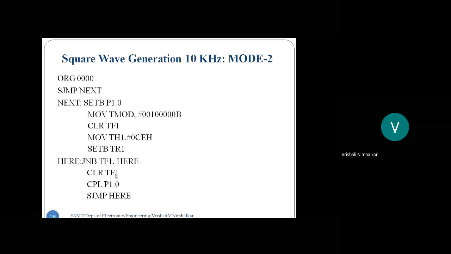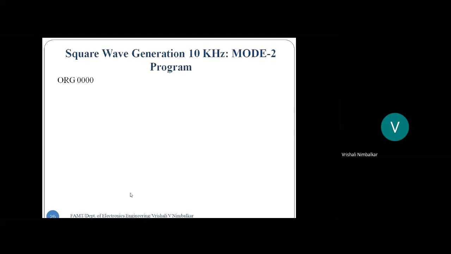Correct? But while checking the overflow flag, I should also generate a square wave. So send logic 0, then send logic 1. That will be done by the instruction complement P1.0. Is that okay, students? Right? So writing a program for a square wave in mode 1 is a different technique, and writing a square wave program in mode 2 is a different technique. Do you get me, students?